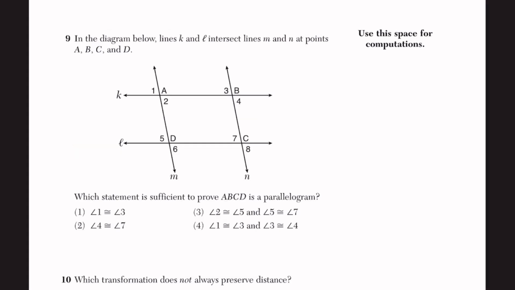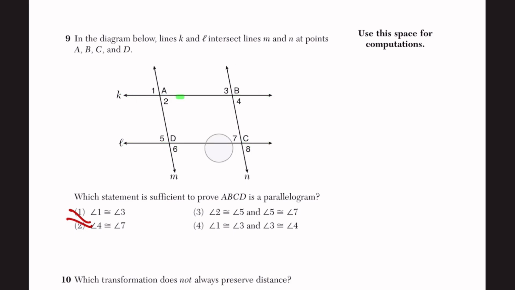Question number 9. In the diagram below, lines K and L intersect lines M and N at points A, B, C, and D. Which statement is sufficient to prove ABCD is a parallelogram? Number 1. Angle 1 is congruent to angle 3. This is not enough to prove that ABCD is a parallelogram, as it only proves that M and N are parallel lines. Number 2. Angle 4 is congruent to angle 7. This also is not enough information to prove that it's a parallelogram, since it only proves that these two lines right here are parallel to each other.